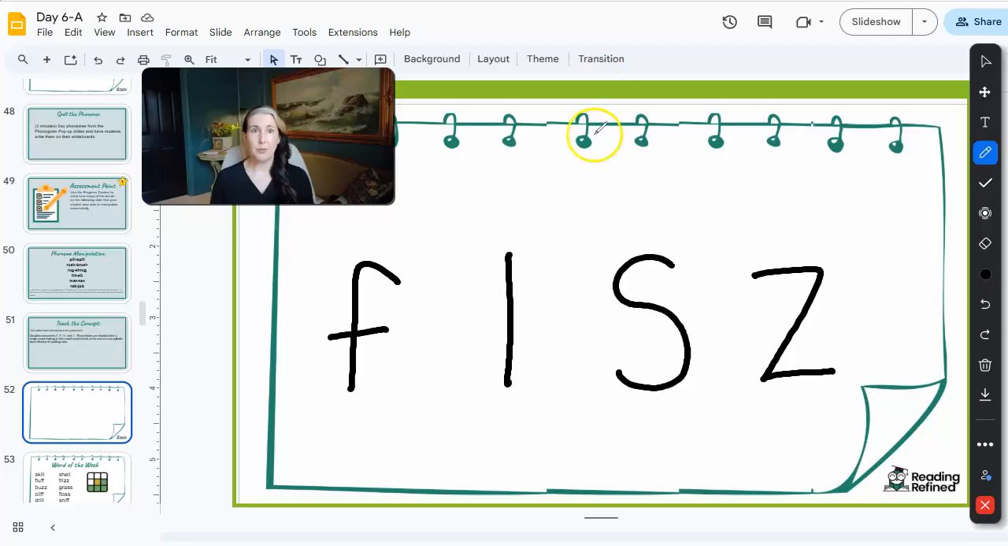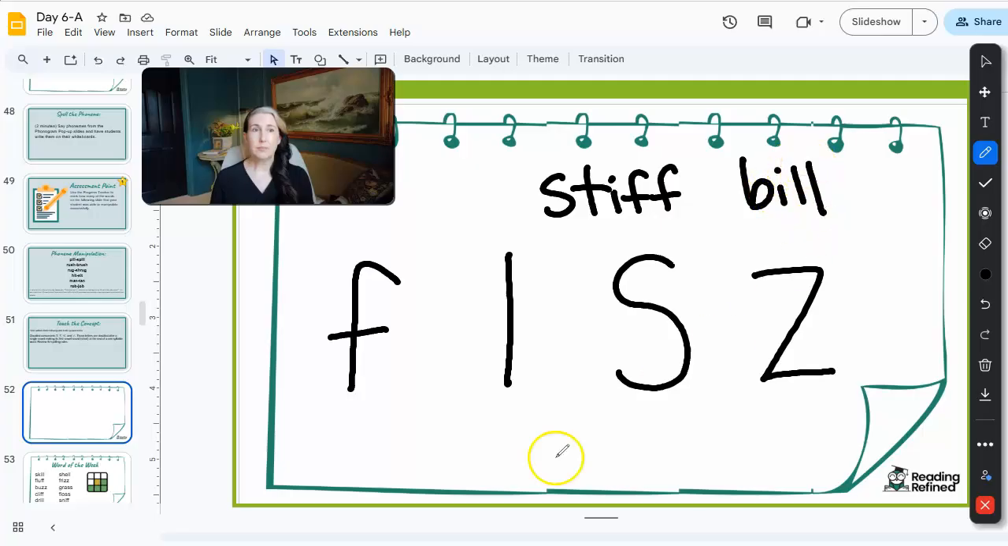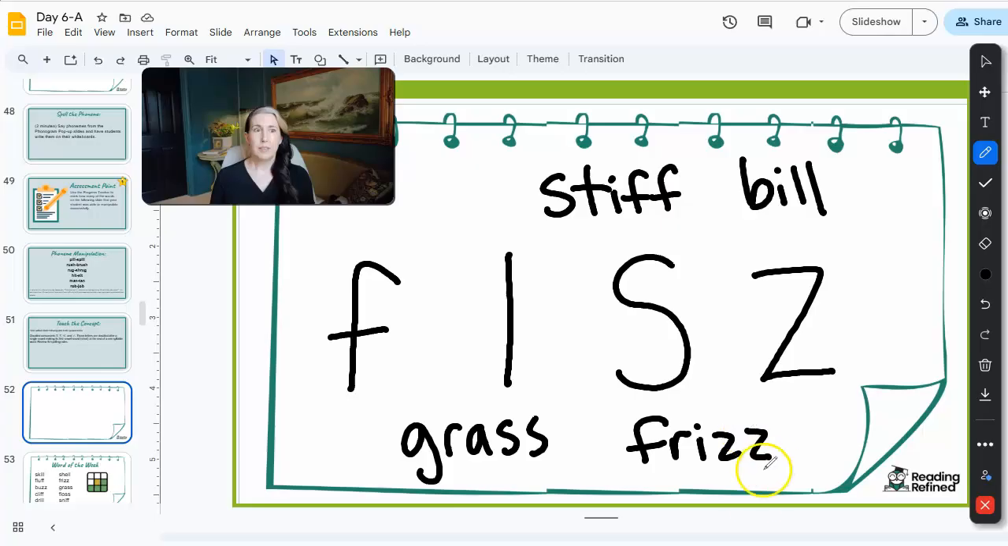So some examples might be the word stiff, okay, or the word bill, the word grass, and the word frizz. There are only a handful of words that end in a double Z, but we are going to include those in the words for this unit because it is part of this pattern.